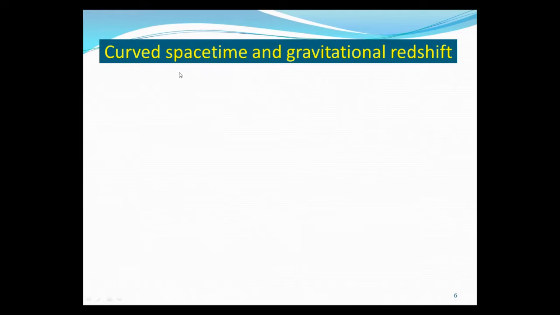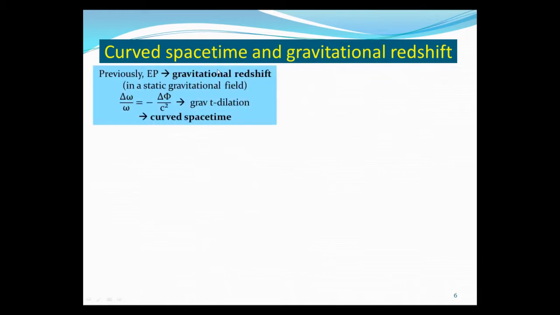Now we're going to talk about curved space-time and gravitational redshift. Remember, we used the equivalence principle to derive the result of gravitational redshift. Frequency changes due to the receiver and emitter being located at different gravitational potentials, so the difference of frequency is related to the difference in potential. And of course, we're talking about a static gravitational field. Then through gravitational redshift, we deduced the idea of gravitational time dilation.